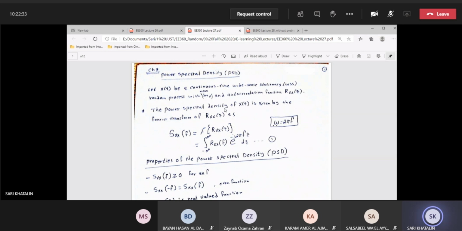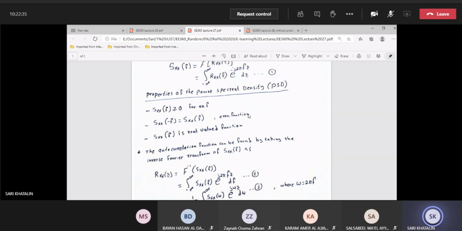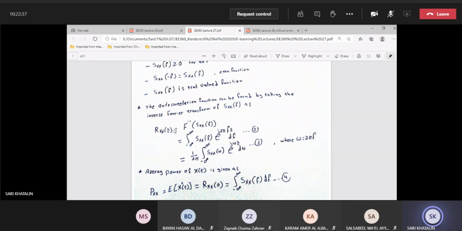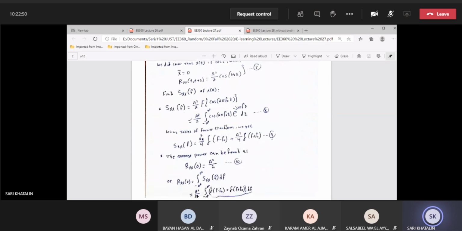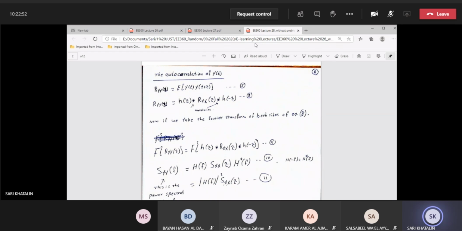We talked about the power spectral density in chapter 7. We find the autocorrelation from the power spectral density by taking the inverse Fourier transform. And we also found the average power. And this is just an example.